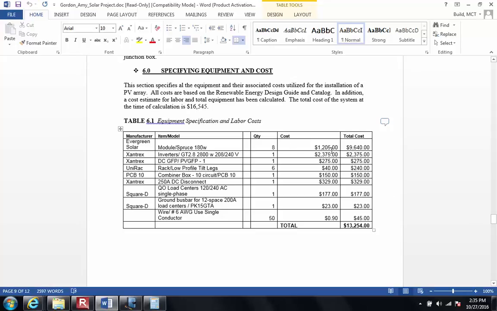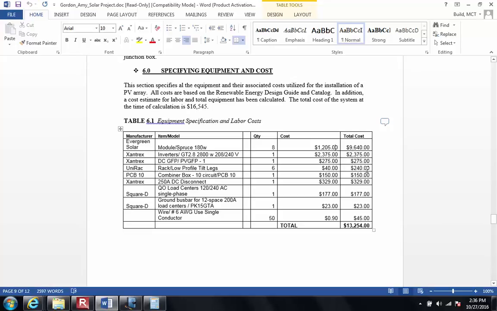So 8 solar panels, that is the vast majority of the cost of their system, $9,640. The inverter, $2,375. Again, that's a pretty high price, and most grid tie inverters nowadays are running right at $800 probably for something to run this system. $800 to $1,500, somewhere in that range. Let's see. That must be ground fault protection. I think that's their disconnect, $275.